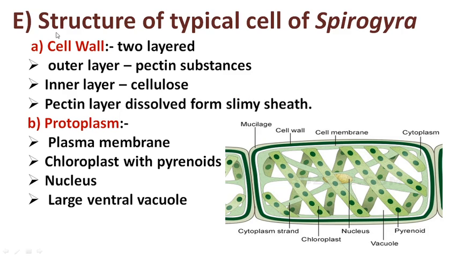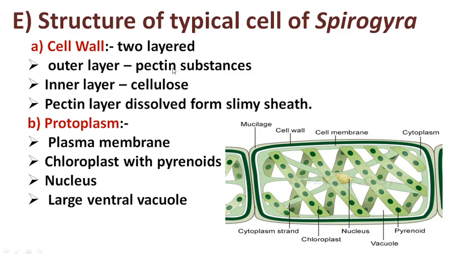Students, I am now focusing on the structure of a typical cell of Spirogyra. The typical cell of Spirogyra is several times longer than its breadth. It has a cell wall and protoplasm. Each cell consists of a firm cell wall. The cell wall is commonly made up of two layers.